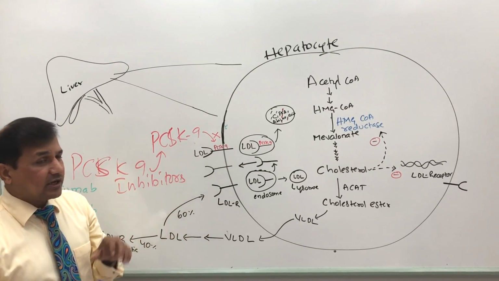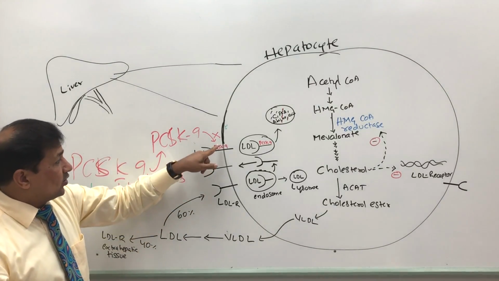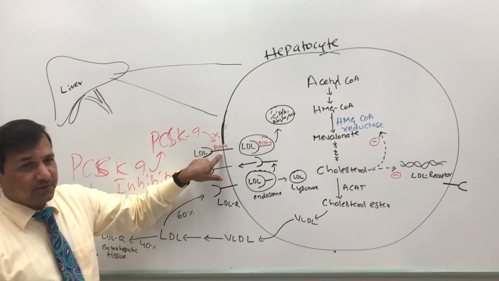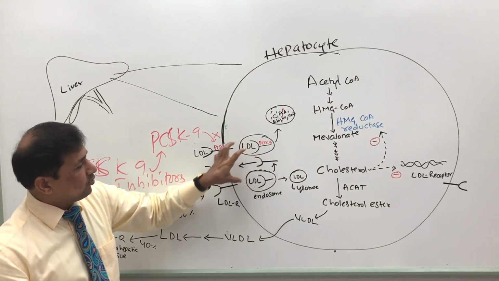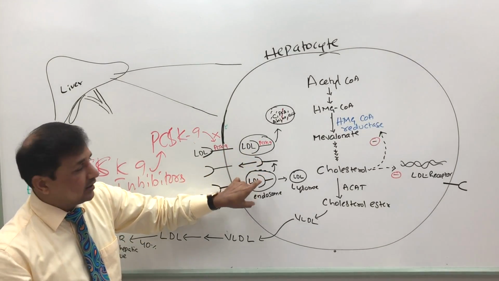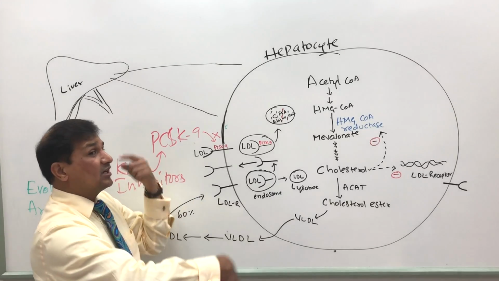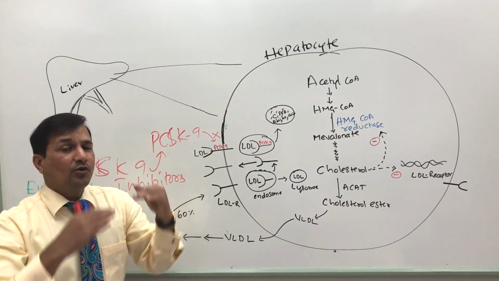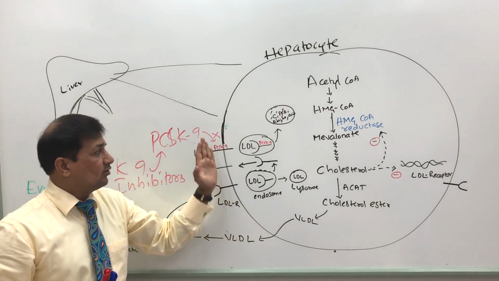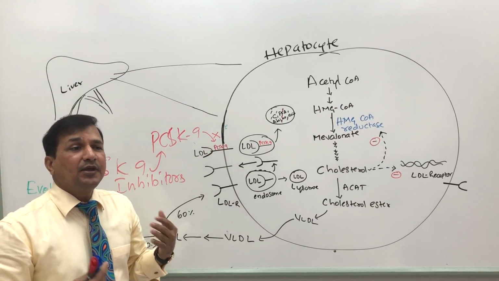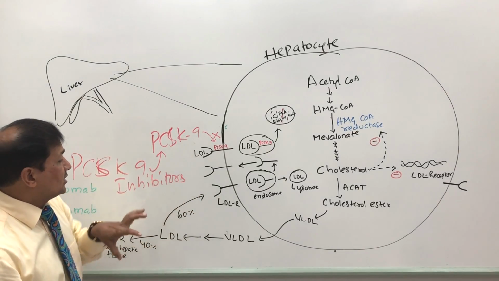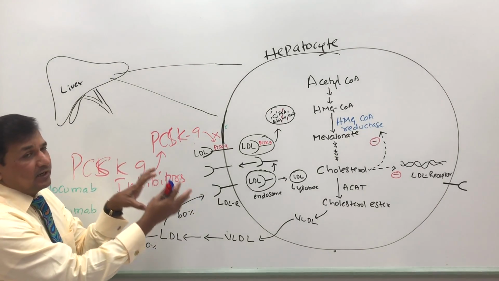So all PCSK9 inhibitors do is make sure that PCSK9 does not bind to the LDL receptor, thereby the LDL receptor, once it is internalized along with the LDL, will come back to the surface. So that recycling of the LDL receptor is maintained here, thereby more and more LDL receptors are available over the plasma membrane. That means more and more LDLs can be taken in. So that is the role of PCSK9 inhibitors.